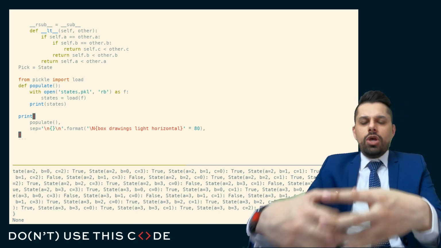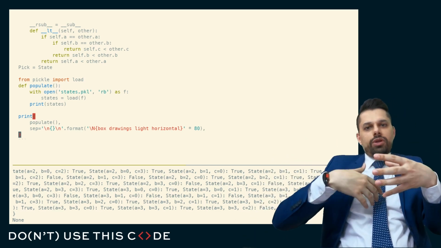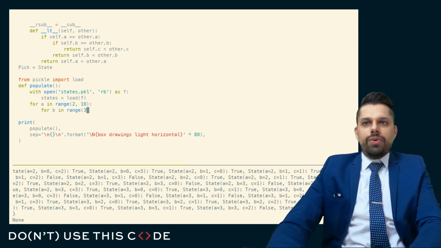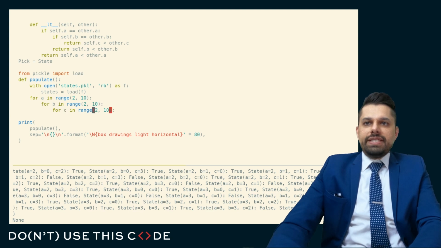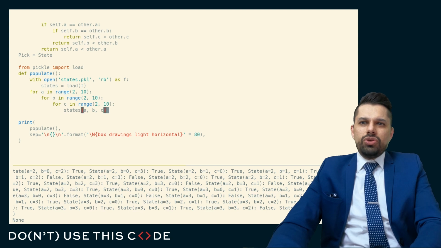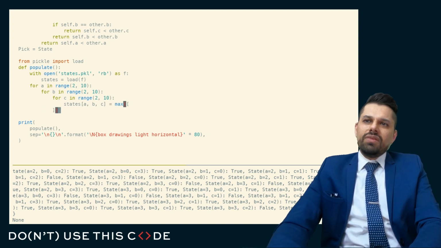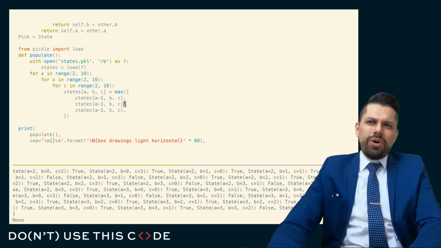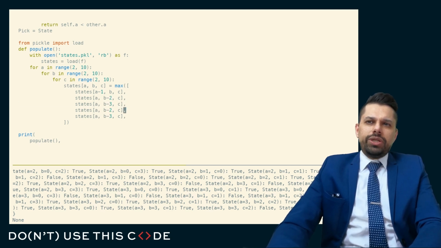What makes this a little tricky is we need to figure out how to populate the frontier of this. We can't just say something like for A in range 2 to 10, for B in range 2 to 10, and for C in range 2 to 10, then we know that the state for A, B, and C is equal to the maximum of each of the possible choices that could be made. So this would be like the states for A minus 1. That's one choice we have. This is a pretty straightforward way of thinking through how we might solve this, but we can't actually compute it this way.